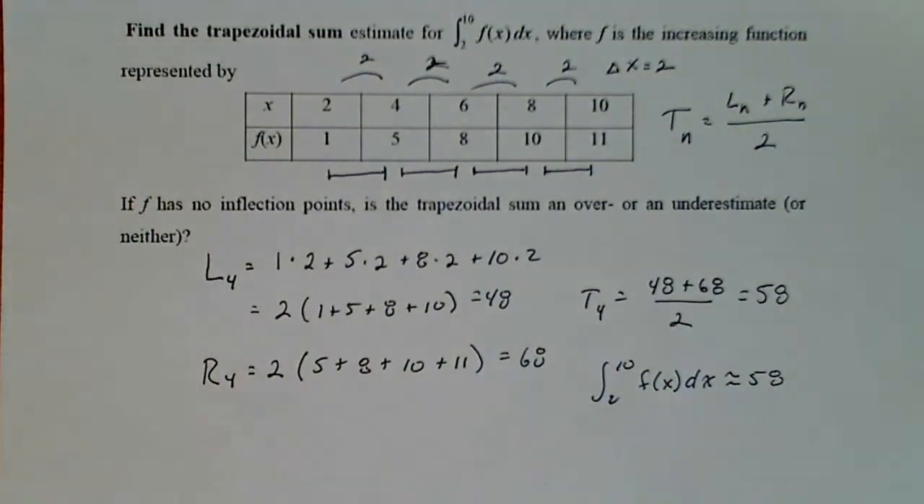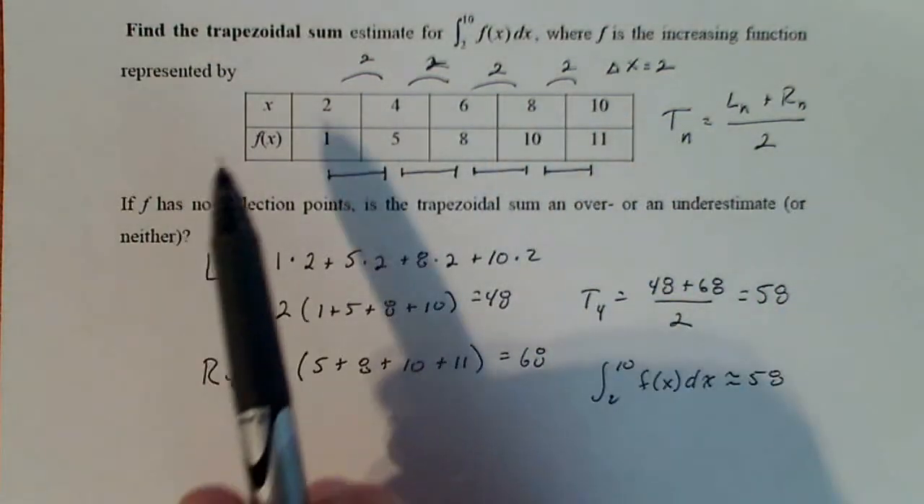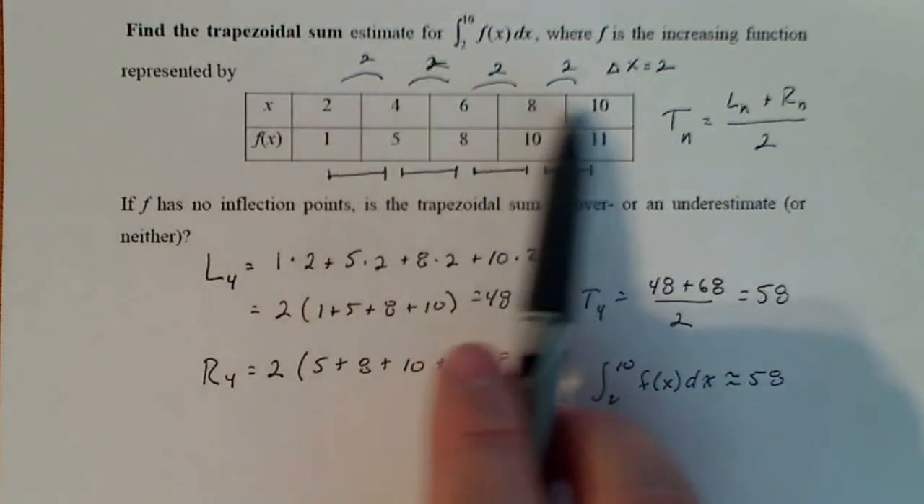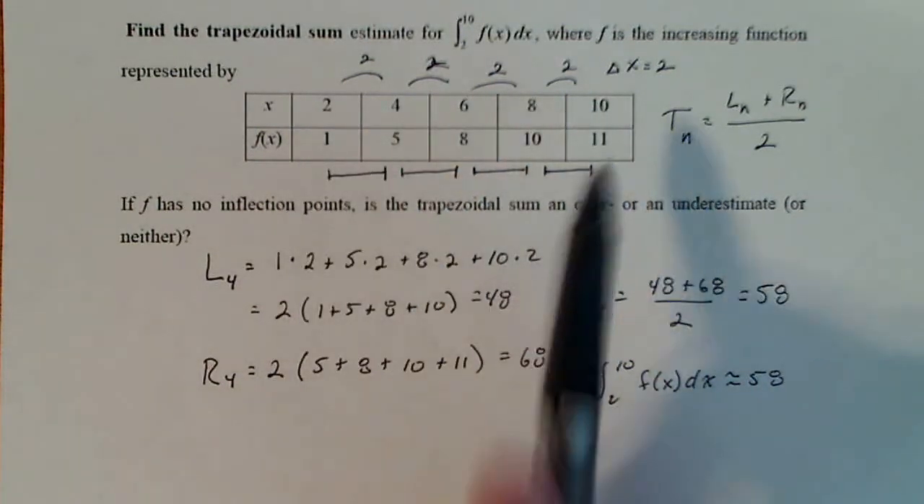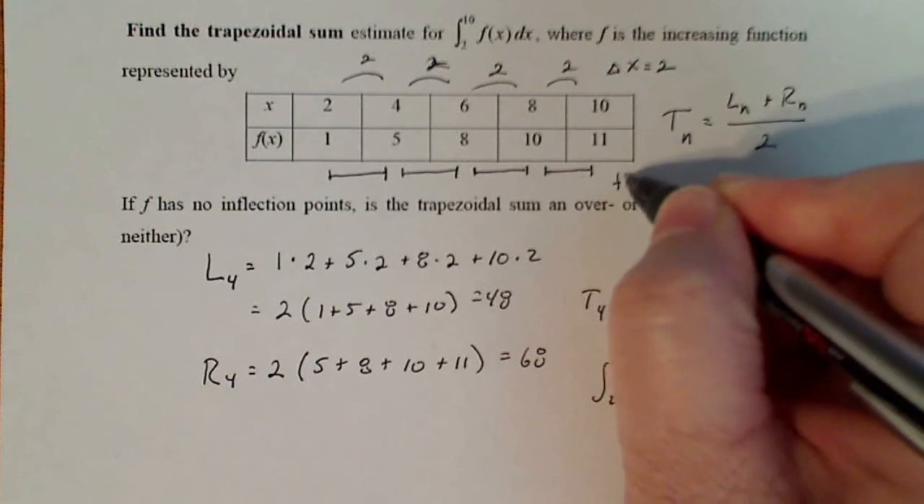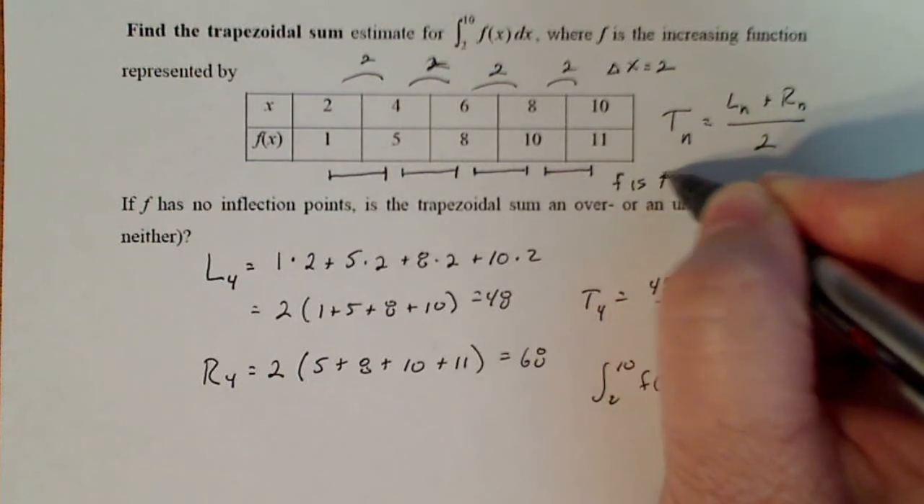Now let's look at the type of graph that we have here. All we have is data points, but we know there's no inflection point, so that tells us that there's no change in concavity at all. So let's determine the concavity or the behavior of the graph just looking at the numbers. So I know that as x increases, f of x increases. So f is an increasing function.